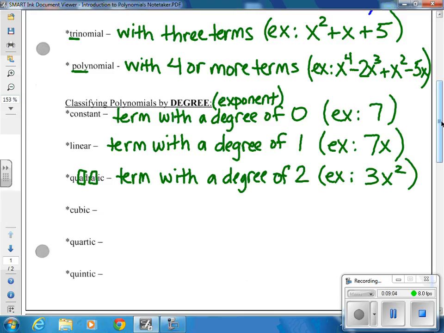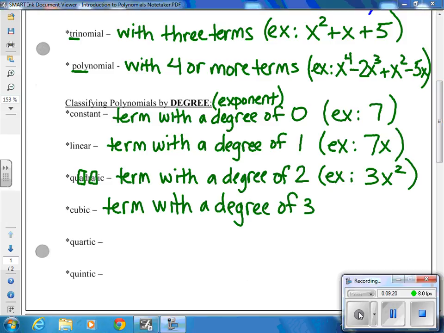Right? For the next one, it's cubic. Right? And if you think about when things are cubed in math, or even a cube is a 3-dimensional shape, this would be your term with a degree of 3. So the highest power. So an example with this one would be anything in your expression that has the highest power being a 3. So like x cubed plus 7. Right? Even though I have more than one term, the highest power of the expression is a 3, which makes it a cubic polynomial.